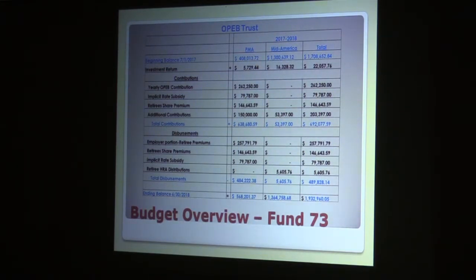So on that particular chart, if you look at the PMA or the MidAmerica column, and you go down to additional contributions, and you see $53,397, that was the cost of last year's implementation of reimbursing sick leave.